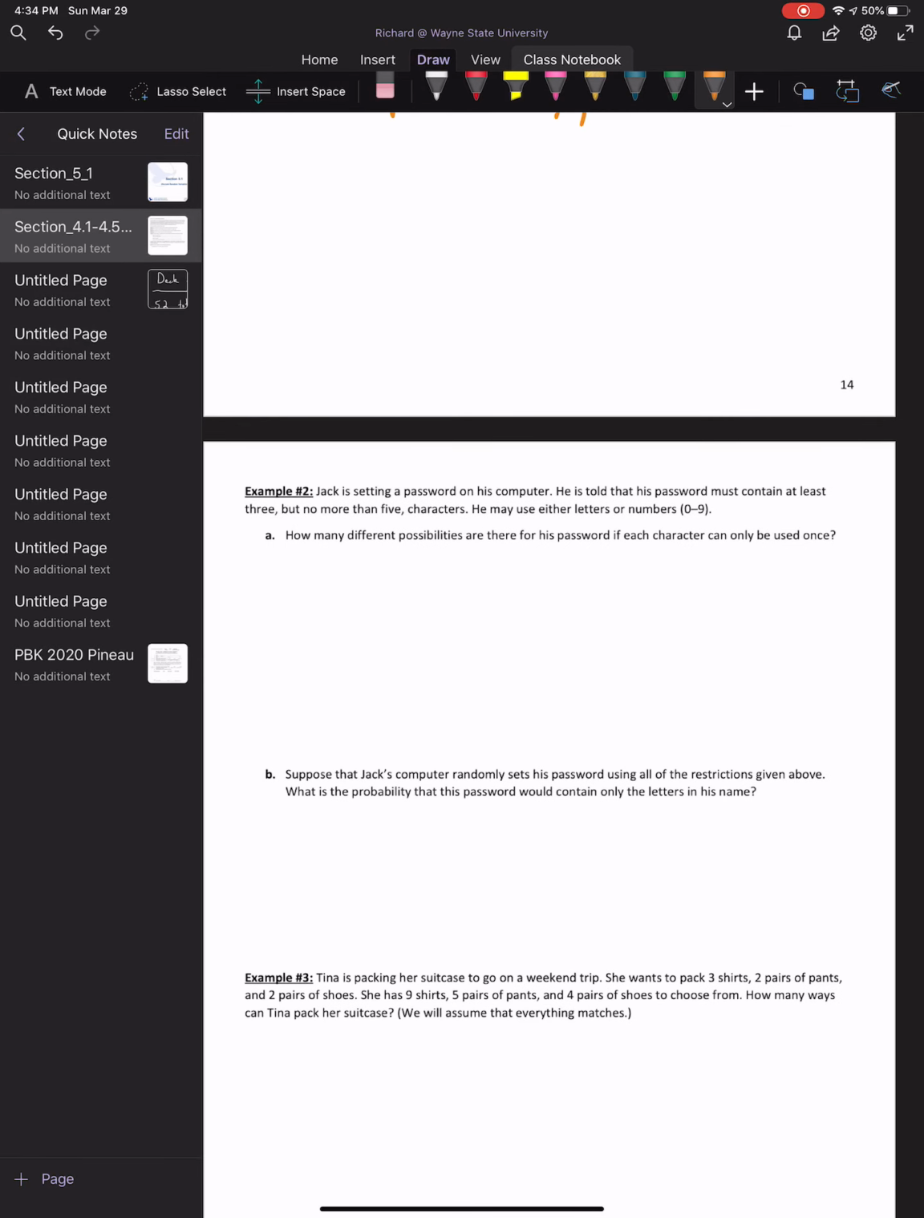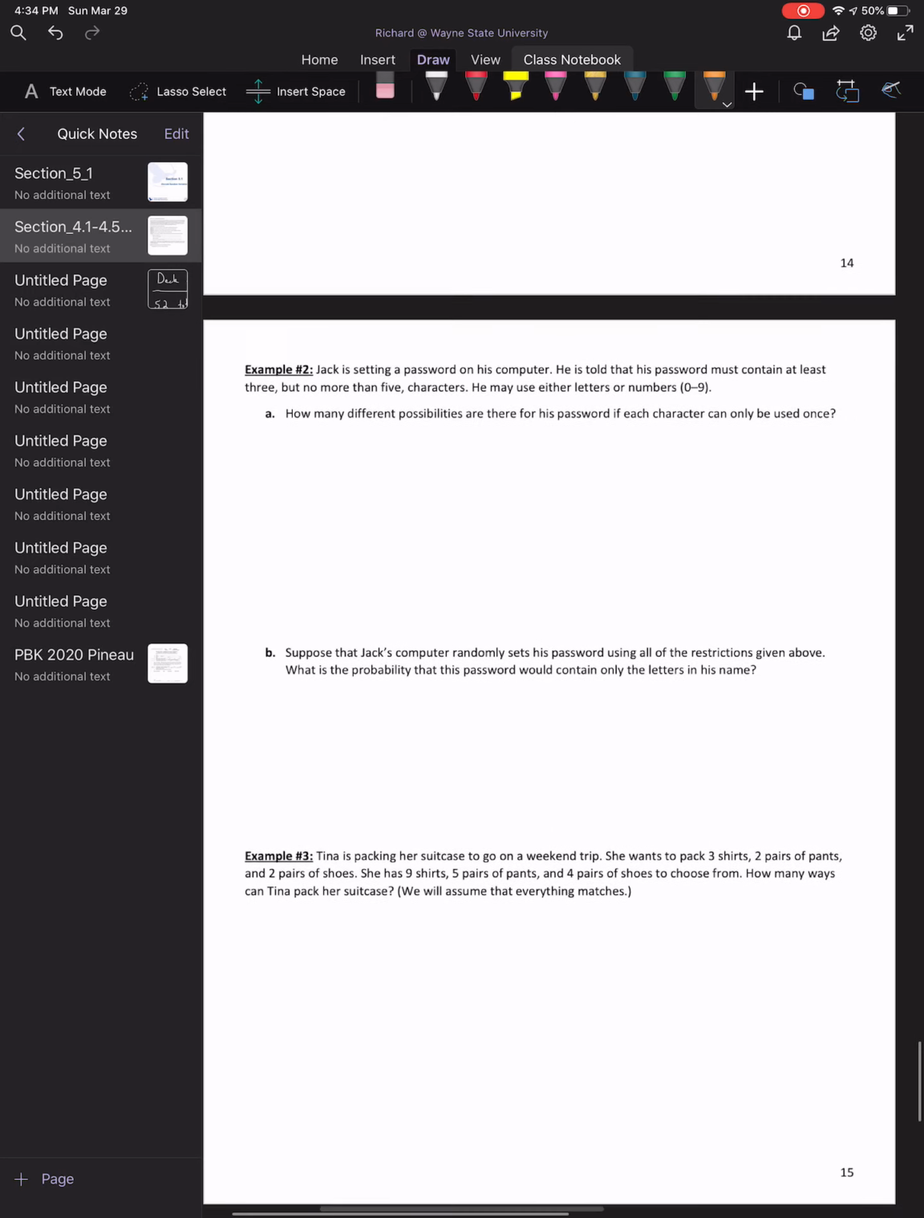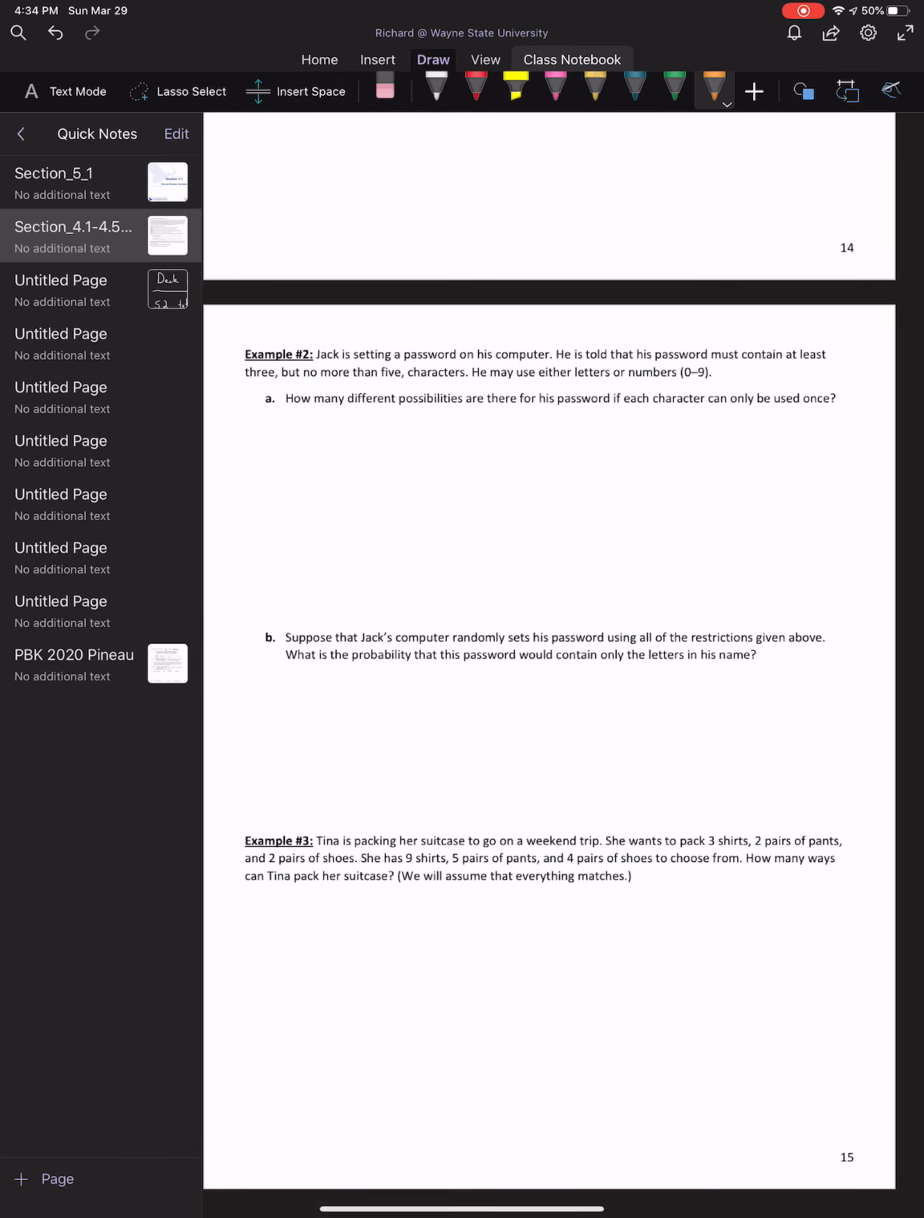Okay, example 2. We have Jack, who is setting a password on his computer, and he's told that the password has to contain at least 3 but no more than 5 characters, and he can use either numbers or letters. So we have a password that has to be at least 3 but no more than 5 characters. That means we can have 3 characters or 4 or 5. So this is going to follow very similarly to what we did in the last example with adding.